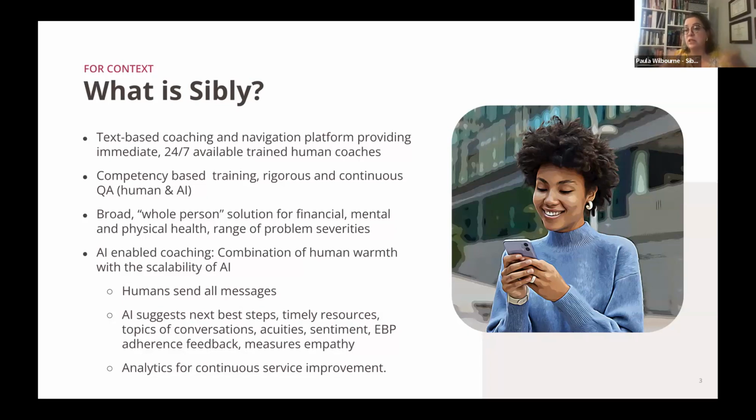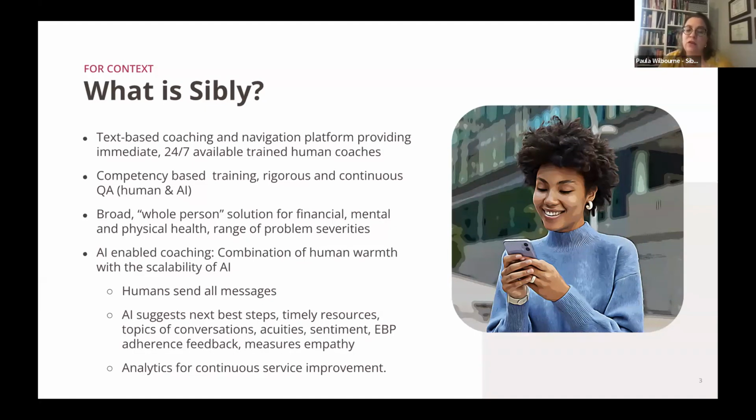And then we use rigorous QA to support their work to make sure they're doing consistently the things that we train them to do. And we use human oversight and AI oversight to give them feedback in real time. Our solution is intended to be a broad whole person solution. So we chose tools that are robust across conditions, things like motivational interviewing, CBT tools, mindfulness, those kinds of things. So we can kind of take all comers. So everyone who comes to us, we have a plan for what to do with them, starting with robust tools.